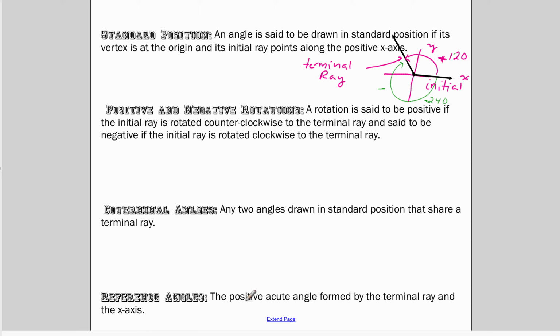And then we have the reference angle, the positive acute angle formed by the terminal ray and the x-axis. That is this angle right in here.